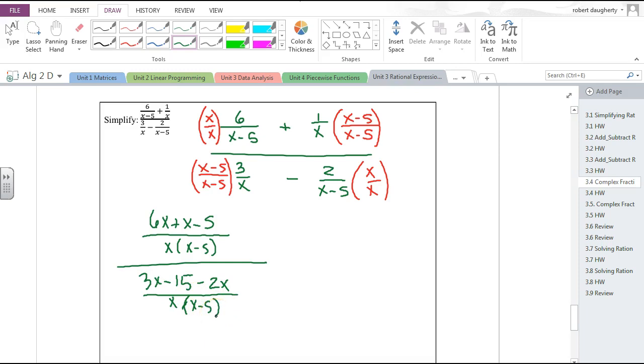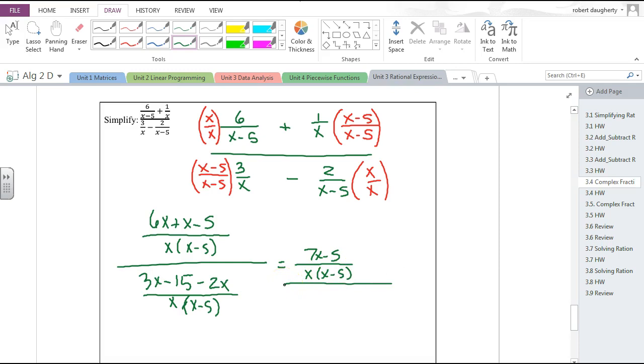At this point, you see that these denominators are the same. You can cancel the denominators out at this point, even though I'm trying not to use this word cancel out. What I typically do is wait until I turn it into a multiplication, just to be sure. What is this 6x plus x minus 5? That's 7x minus 5. So this is 7x minus 5 over x minus 5.